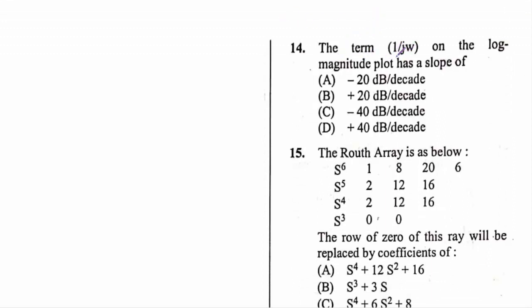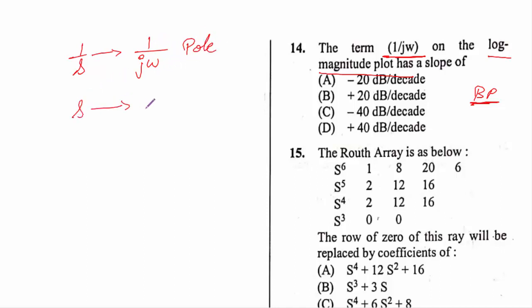14th question, what they have given is the term 1 divided by j omega on the log magnitude plot. So this question is based on Bode plot. So 1 divided by S, you are going to replace S by j omega. So this 1 divided by j omega is for a pole. And for a zero it is S, you are going to replace by j omega.